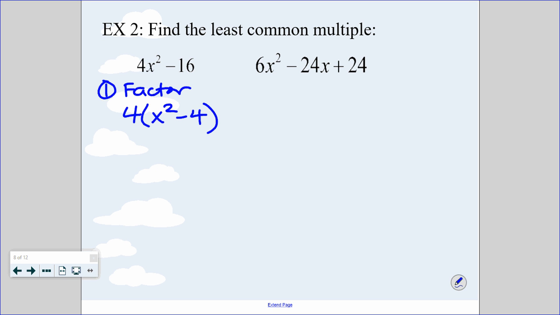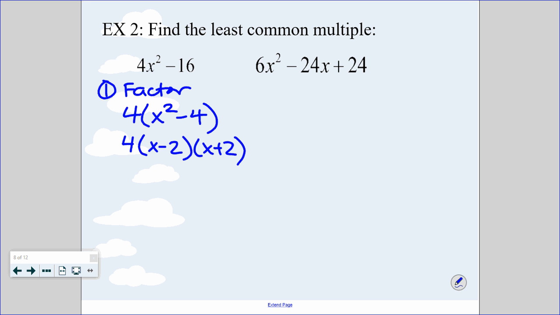Go ahead and factor that. Garrett, how does that factor? Good. So this is a difference of squares. So x minus 2, x plus 2. Okay. Now let's factor this one.